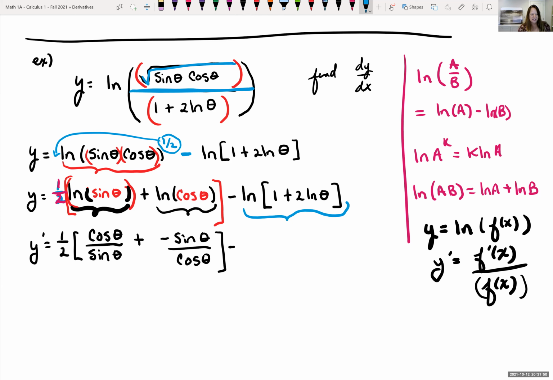So I'm going to have to apply the chain rule twice, it looks like, because when I take the derivative of the inside, let me think about this, maybe not. When I take the derivative of the inside, derivative of 1 is 0, plus 2, now the derivative of natural log of theta, I guess I don't have to, this is 1 over theta, divided by what we were taking the natural log of, which was 1 plus 2 natural log of theta.